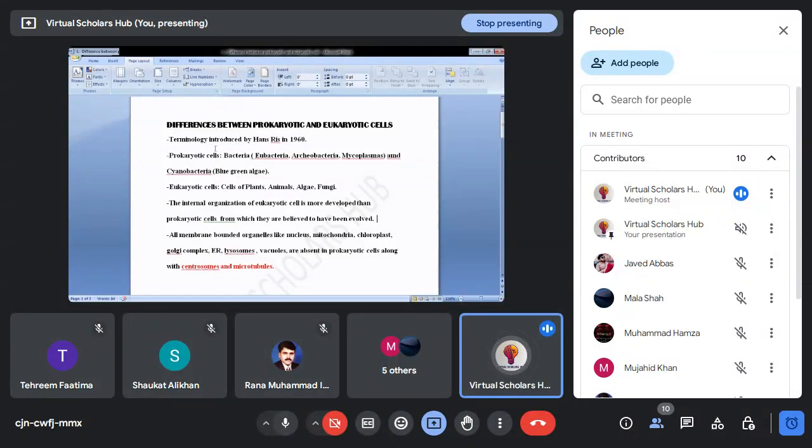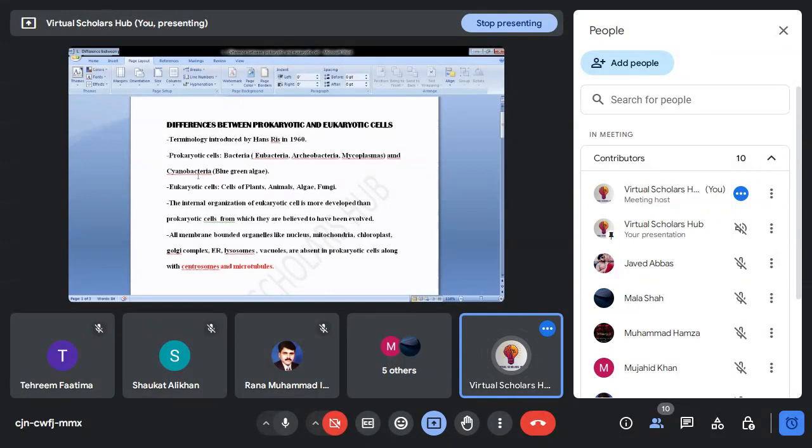Number one, terminology of prokaryotic and eukaryotic cell was initially introduced by Hans Ris in 1960. These are just different concepts which are here in the form of simple sentences. First of all, you have to remember the prokaryotic cells: bacteria, and bacteria include archaebacteria, eubacteria, and mycoplasmas, all different groups. And number two is cyanobacteria, second group.